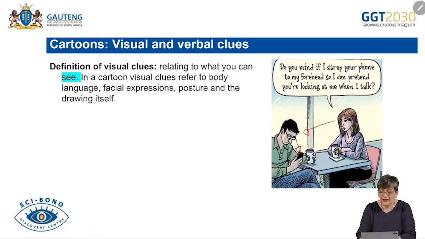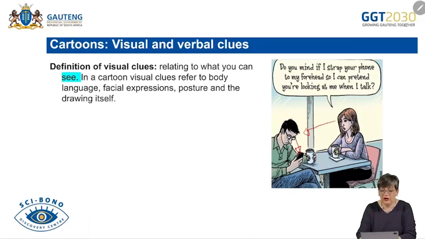Can you see that he's not even looking at her, even though she is talking? Can you see that his whole body is turned to the other side? It's not turned to her. Right, so those are your visual clues.